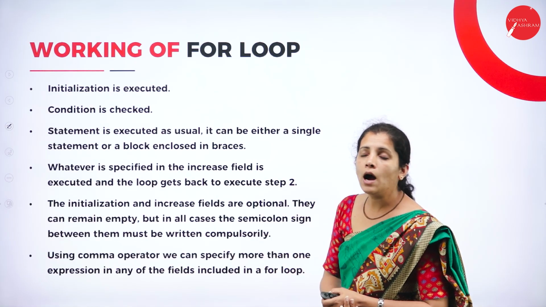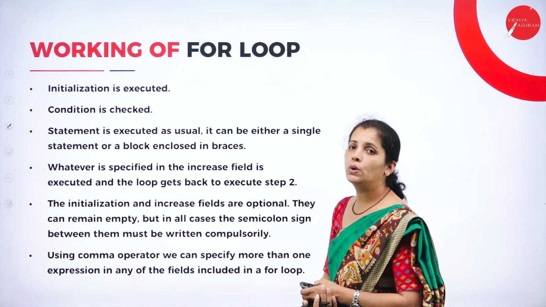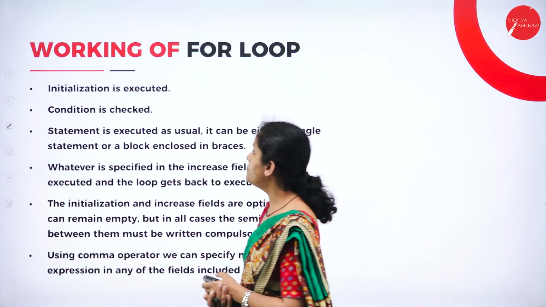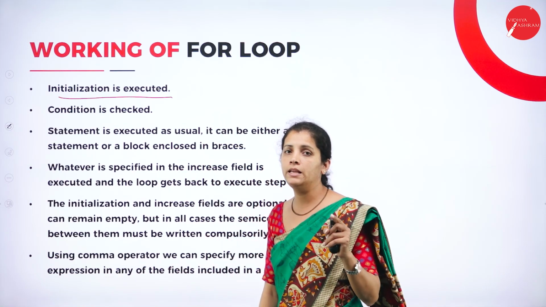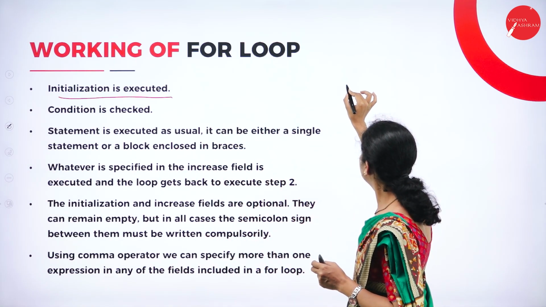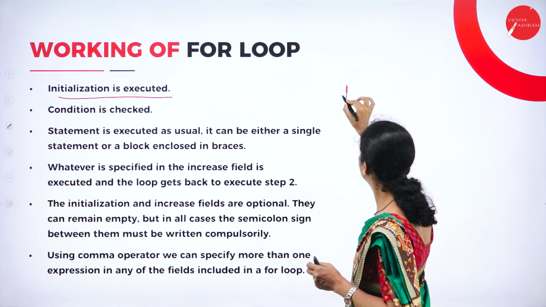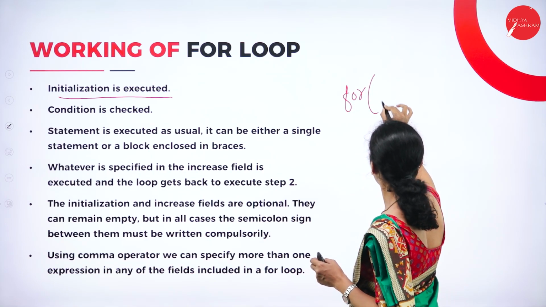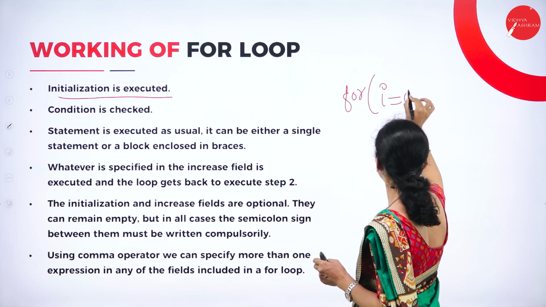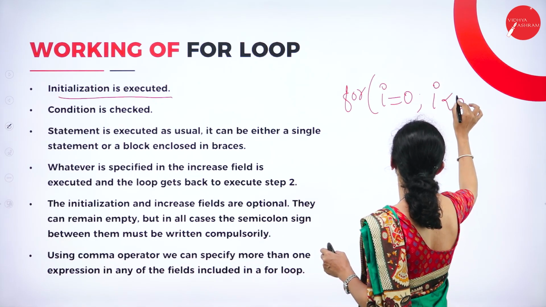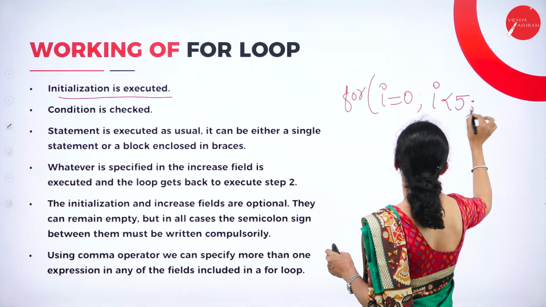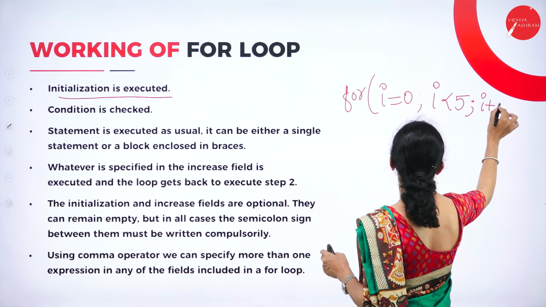Now, how is the for loop going to execute? So initialization is executed. So at the beginning, let me consider the example. For i = 0; i < 5; i++.